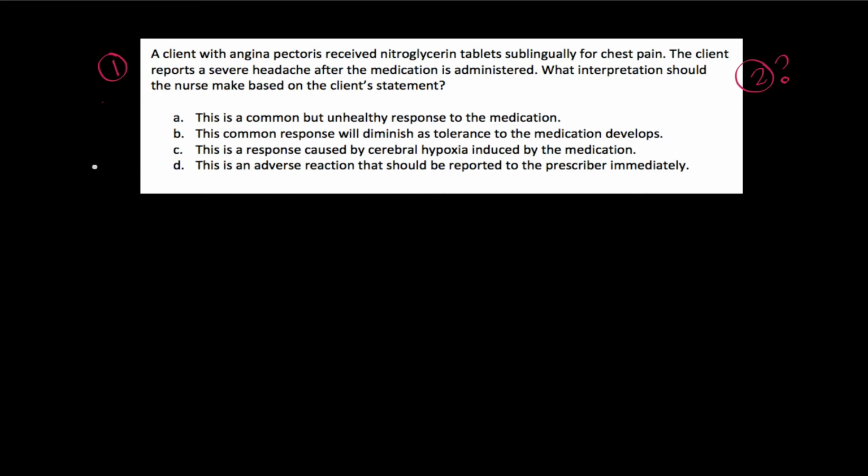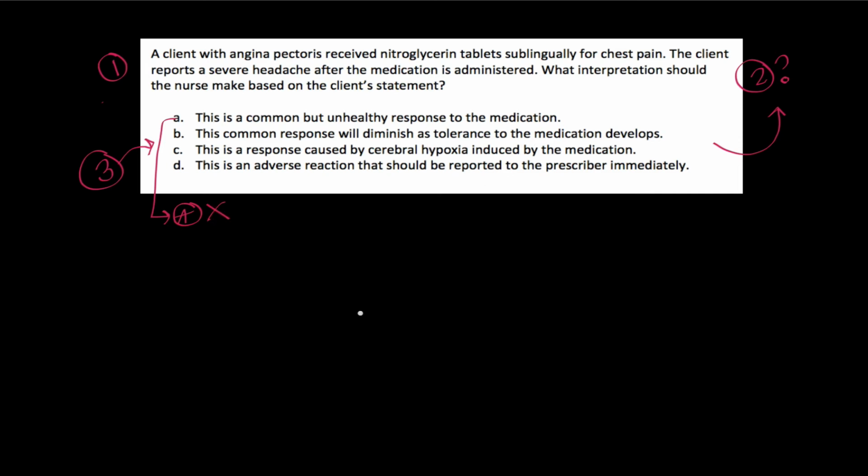So now, step 3 is looking at my answer options, and I'm looking for what answer option aligns to that step 2 that I took. So aligns to what I understand about this problem, what I understand is happening, what I expect, what I'm using my intuition and critical thinking to discover. And to do that, I always like to see, by looking at the answer options, what do they mean and how does this fit? So A says that it's a common but unhealthy response to the medication.